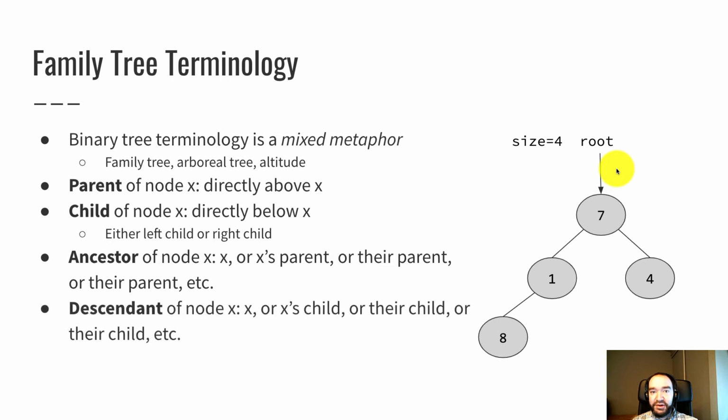Descendants are what you get when you go downward toward the bottom. So descendants of node X are X itself, and any of X's children or any of their children or so on moving downward in the tree. So 1's descendants would be 1 itself and also 8. 7's descendants would be all 4 nodes here because all nodes descend from 7 in this sketch.